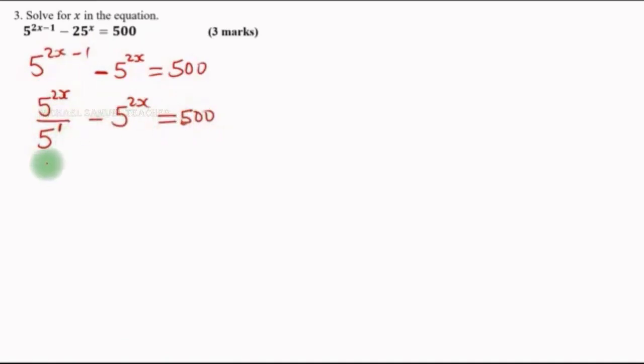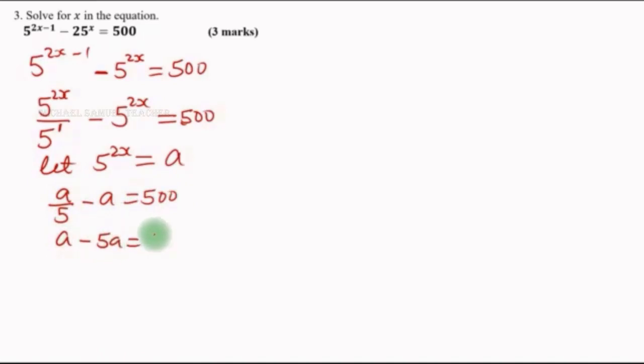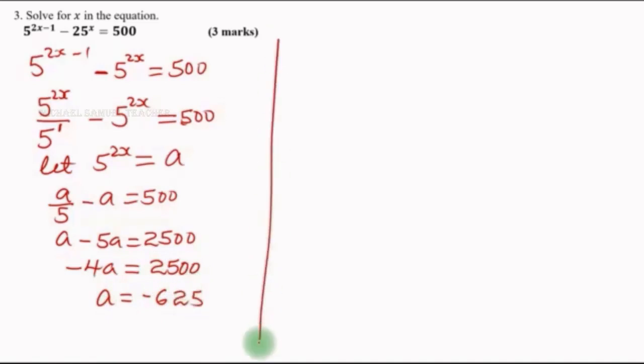Fine. So from here we can say let 5 raised to 2x be a value a. Then from here I substitute where we have 5 raised to 2x with a. So that will be a over 5 minus a is equal to 500. Multiply through by 5. Then I shall have a minus 5a is equal to 2500. This will be minus 4a is equal to 2500. Alright. So from here, a will be what? Minus 625.